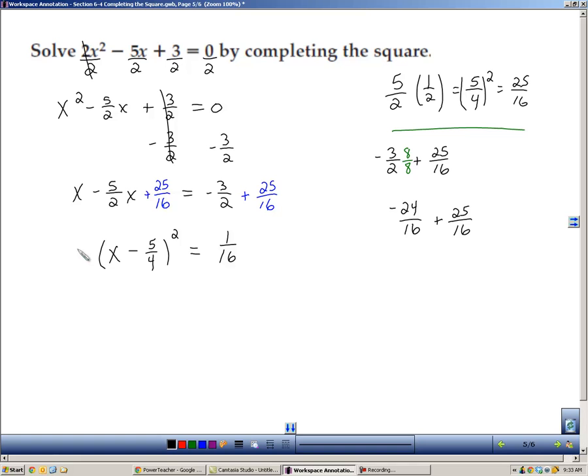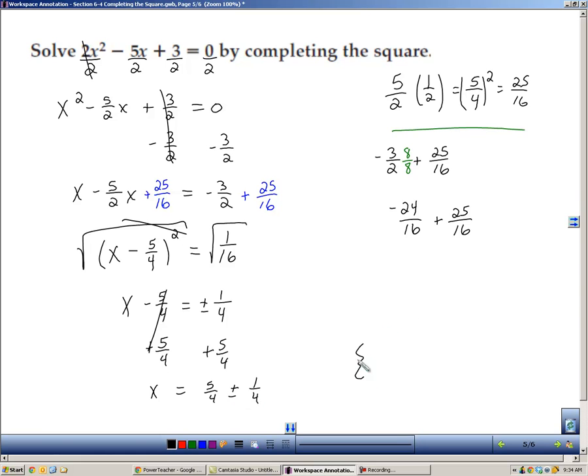Now we will use the square root property. So x minus 5/4. This is actually not too bad, because the square root of 1 is 1 and the square root of 16 is 4. Don't forget the plus and minus. We'll then add 5/4 to both sides to finish. So we end up with 5/4 plus or minus 1/4. So putting those together, 5 minus 1 is 4, and 4/4 is a 1, and then 5 plus 1 is 6, and 6/4 is 3/2.